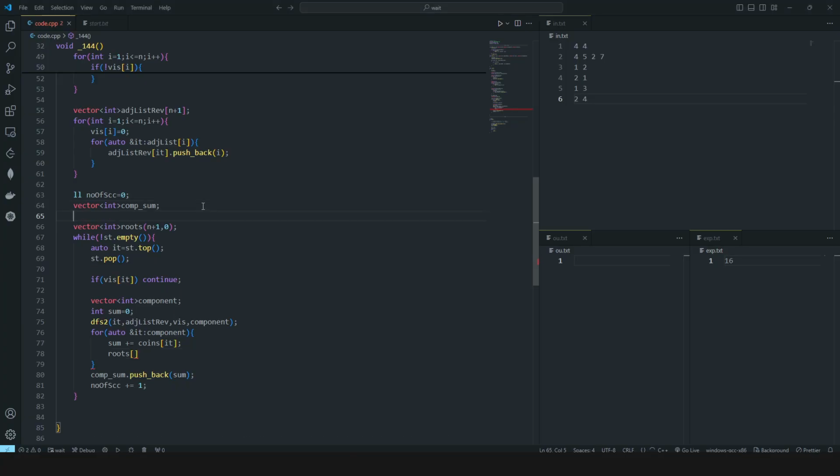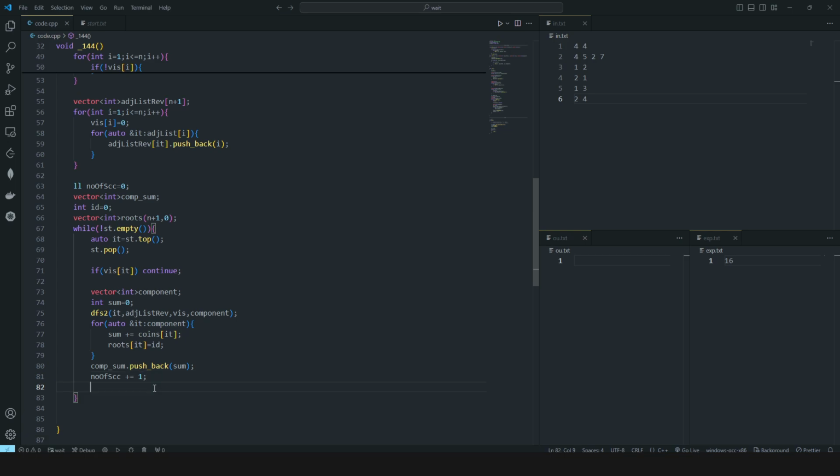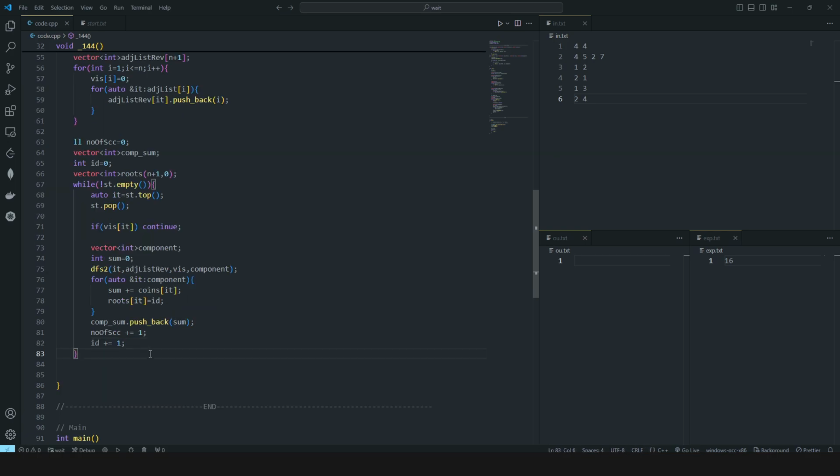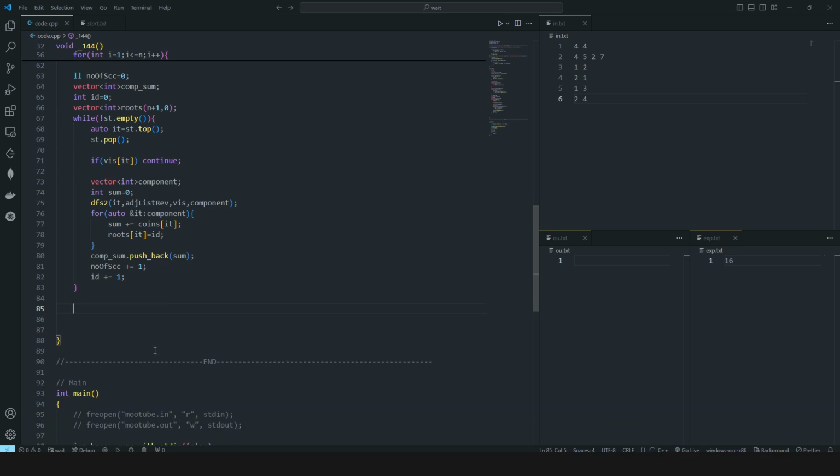So let's say it is ID and start it with 0. So roots for this ID will be equal to ID only. And when the number of components increases, that is when we move to the next component, then this ID will also increase, right? After this has been done, we want to construct and build our condensed graph. So how will we build the condensed graph?